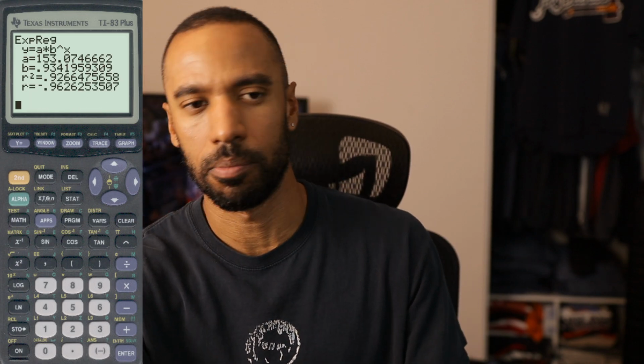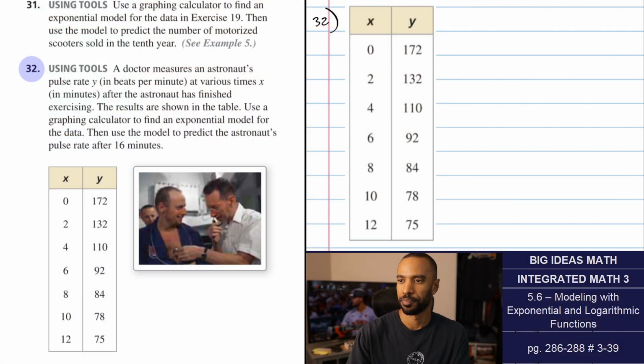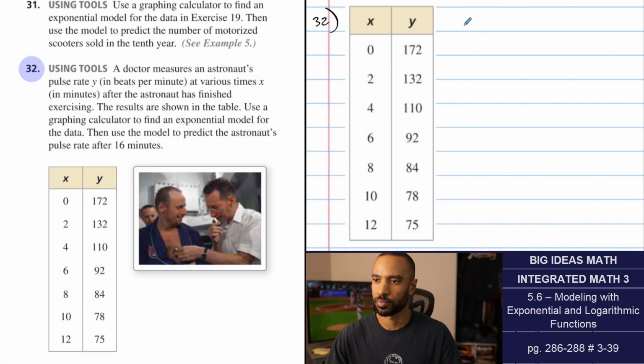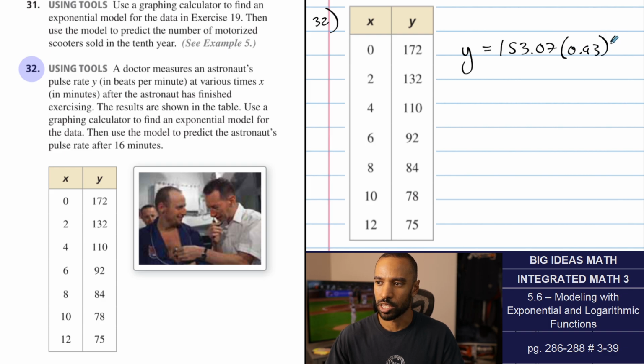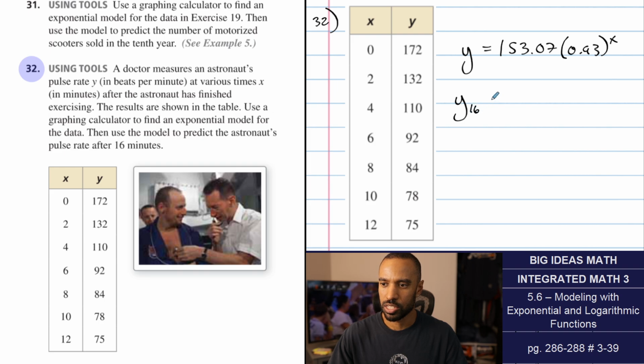Anyway, when it comes to equation, I didn't write it yet. So our equation is going to be y equals 153.07 times 0.93 to the x power. So let's substitute 16 into here.